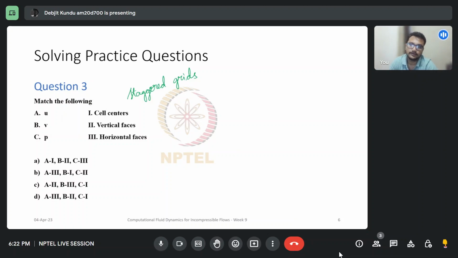So we have 4 combinations in the options given below. The first one is A1, B2, C3. Second one is A3, B1, C2. Third one is A2, B3, C1. And the fourth one is A3, B2, and C1. Where are each of these stored?